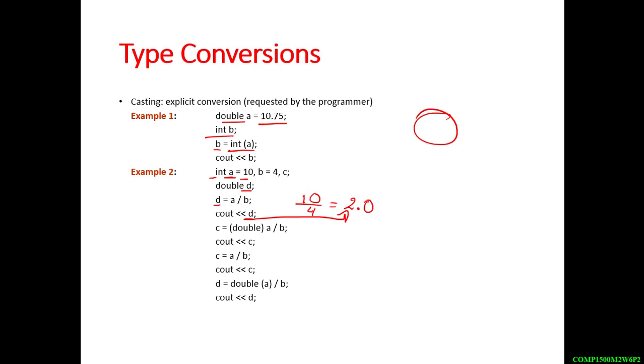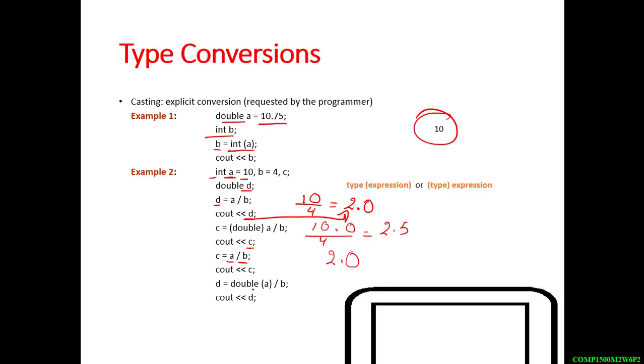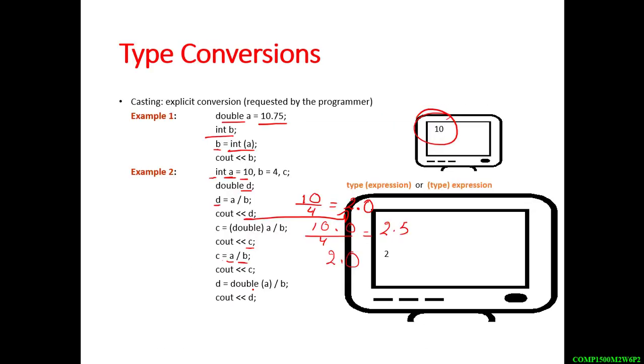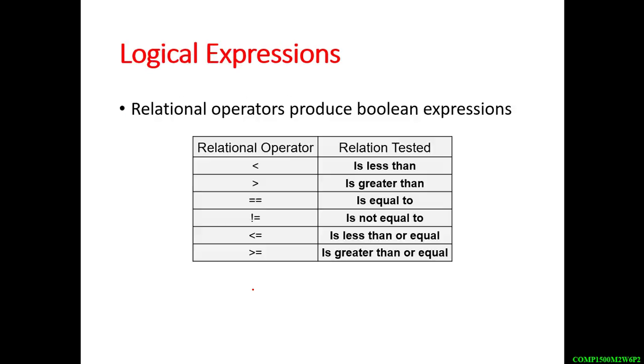Double a divided by b. When we say double a, it means convert a temporarily into a double. So we have 10.0 divided by b, which is 4. This will give us 2.5. So cout c, c will be 2.5. Now 2.5 for c, and d is equal to a divided by b, again it will be 2.0. And finally double a divided by b will give us the output as 2.5 over here. So when we check the answers, you'll get 2.5.